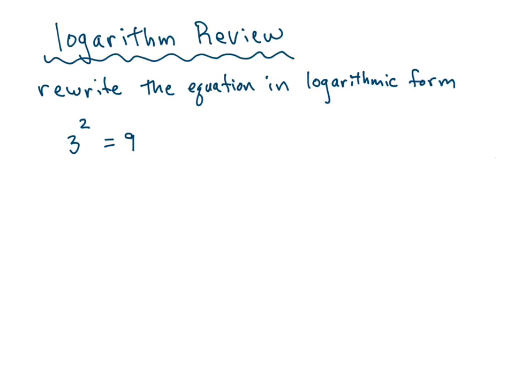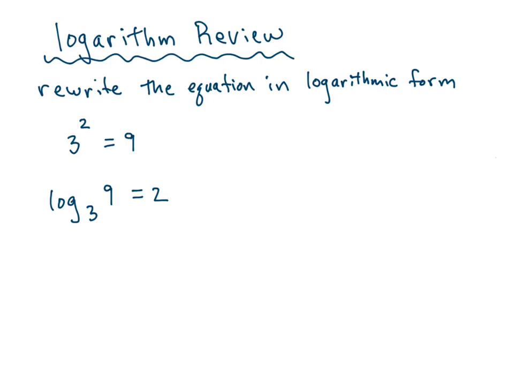So if I want to convert this to logarithmic form, I always start with the base. Base on this one is 3. When I write this in logarithmic form, it's going to be log base 3. And then I take the 9 and the 2 and I just switch their positions. The 9 becomes the argument, or what's on the inside of that logarithm. So this is read as log base 3 of 9, and that would equal 2.